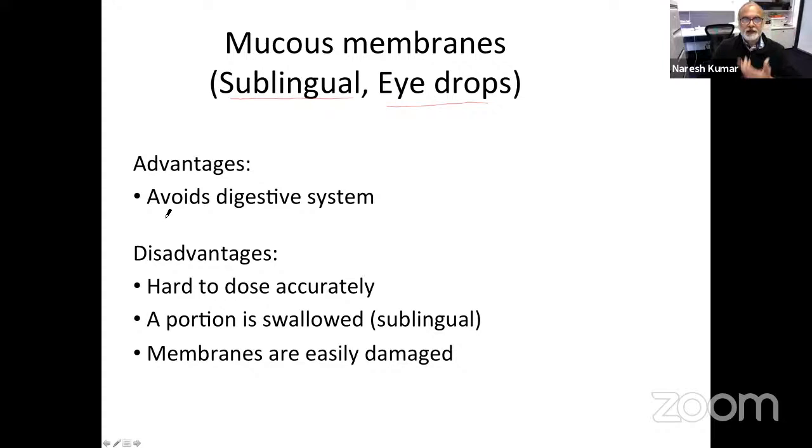So the advantages, again, are that you avoid the digestive system. Disadvantages are pretty much the same. It's hard to control the dose accurately. A portion is swallowed, and membranes can be easily damaged. And as you know, the membranes under our tongue are very, very sensitive. And if the drug is not given properly, it could damage the membranes.